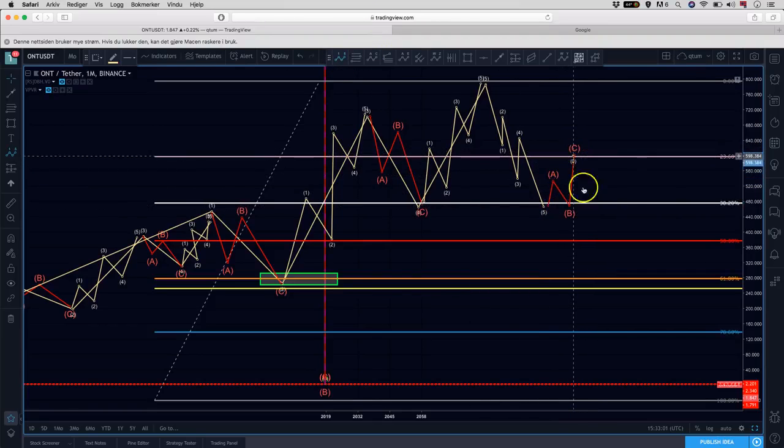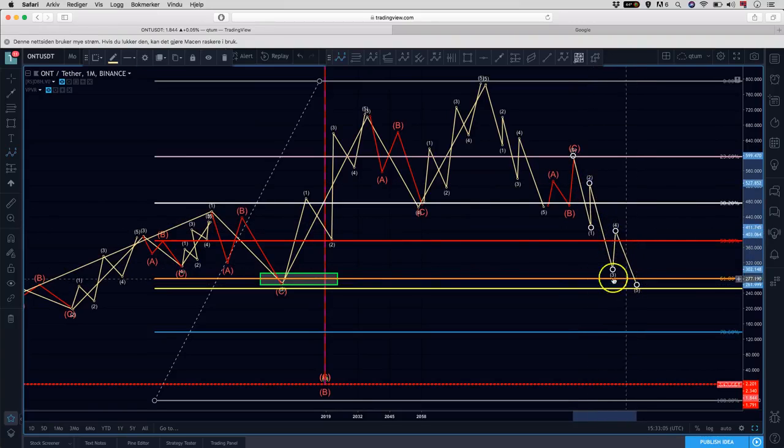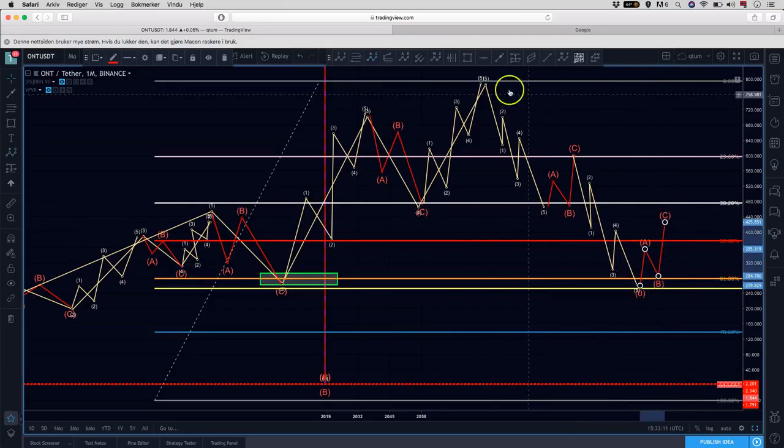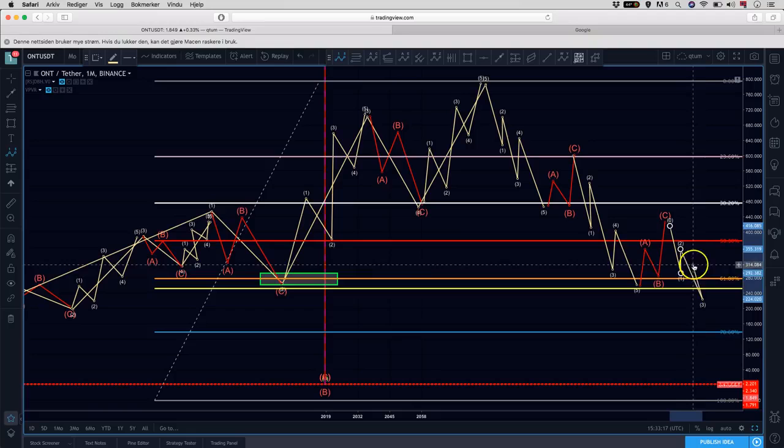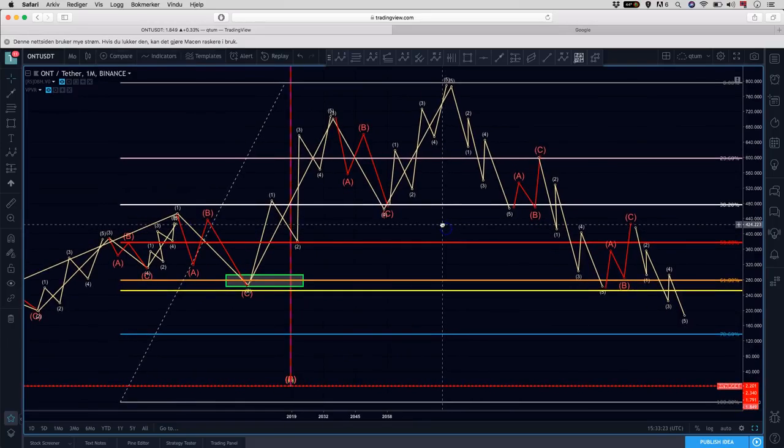And then we continue down again in new 5 waves, right? And then we get up again for another A, B, C. All right, and then we continue down again. 1, 2, 3, 4, 5, all right? So that's how a market cycle works.